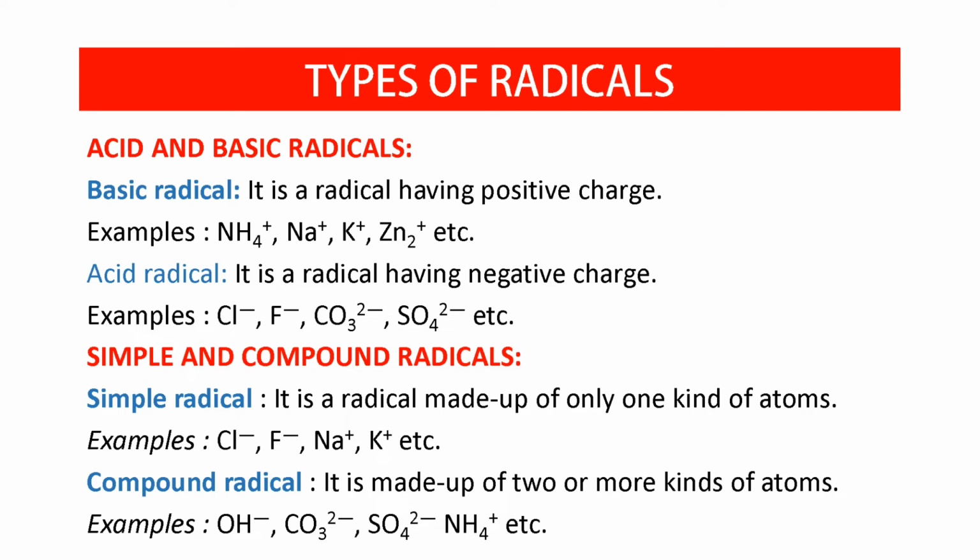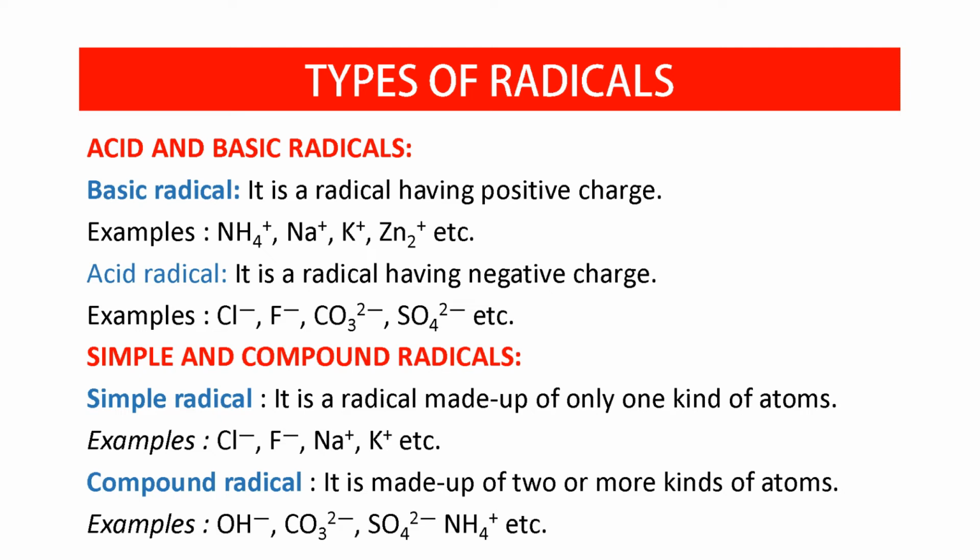Then we come to simple and compound radicals. What is a simple radical? The radical which is made up of only one kind of atom. Like chlorine, in the example, this is made up of only one kind of atom. Only chlorine atoms are there, so that is a simple radical. Fluorine, only fluorine atoms are there. Same like sodium, only sodium ions are there. These are all simple radicals.